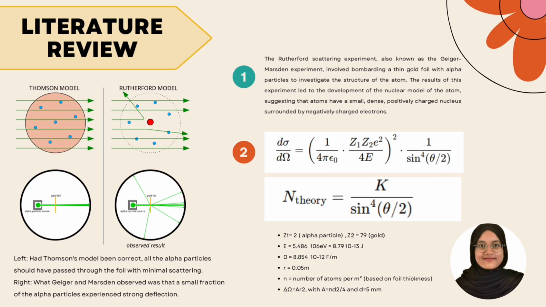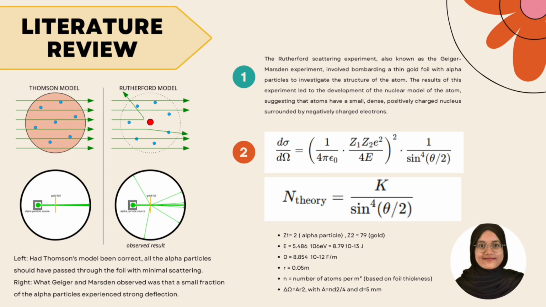For E, 5.486 × 10^6 electron volts is equal to 8.79 × 10^-13 joules. For the permittivity, ε0 is 8.854 × 10^-12 F/m, and R is 0.05 m, and N is the number of atoms per meter squared based on foil thickness.